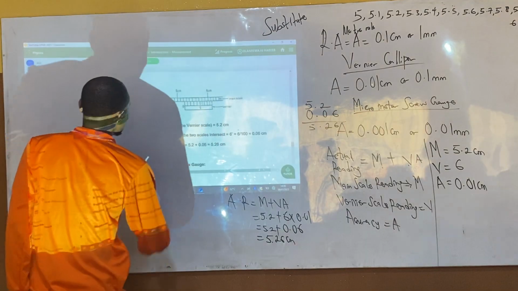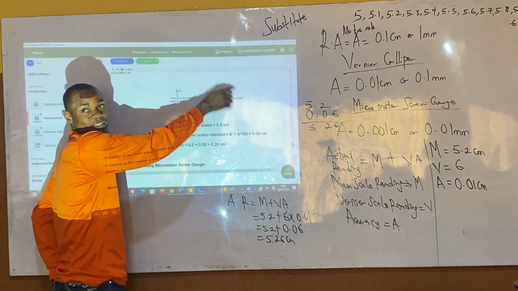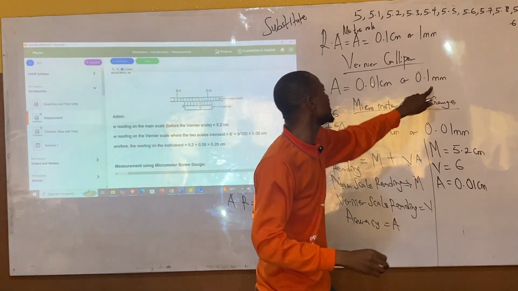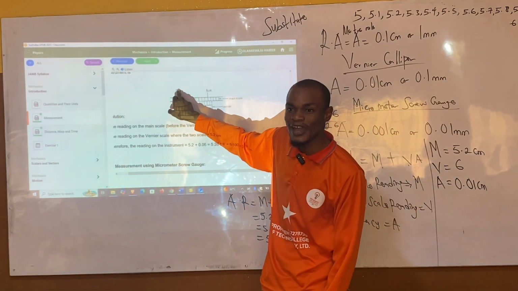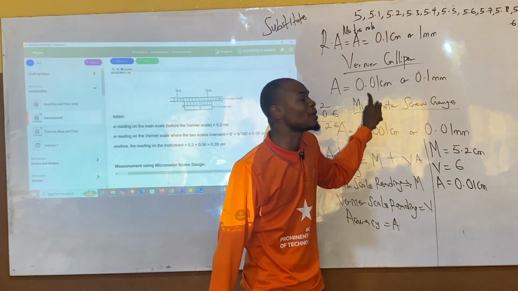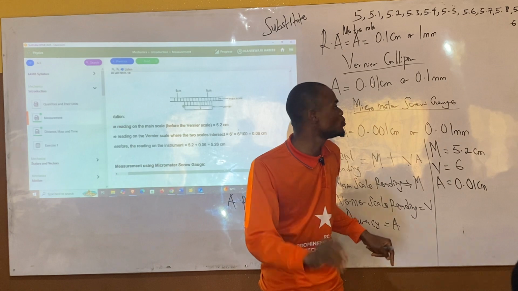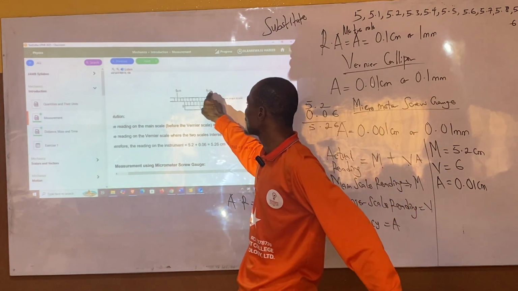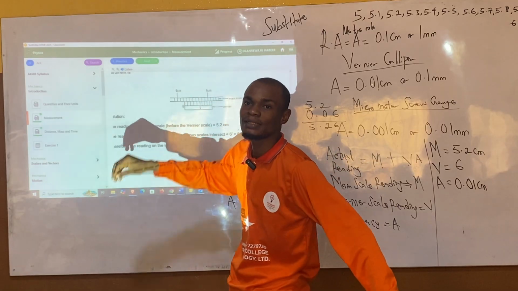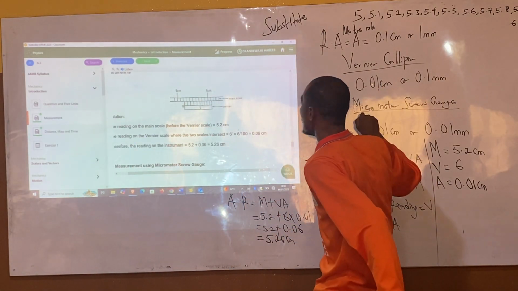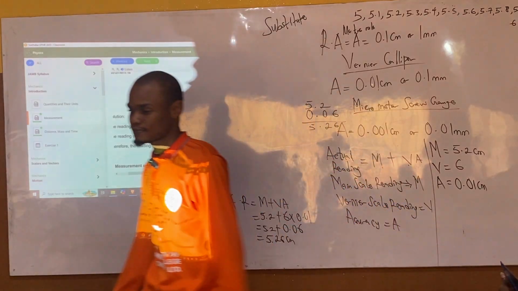The unit you see on the scale here will determine the reading accuracy you are going to use. If you see millimeter here, if it is 5 millimeter, 6 millimeter, then your reading accuracy will not be 0.01 centimeter. Your reading accuracy will be 0.1 millimeter. So the unit you see here will determine the reading accuracy I'm going to pick for vernier caliper or micrometer screw gauge.